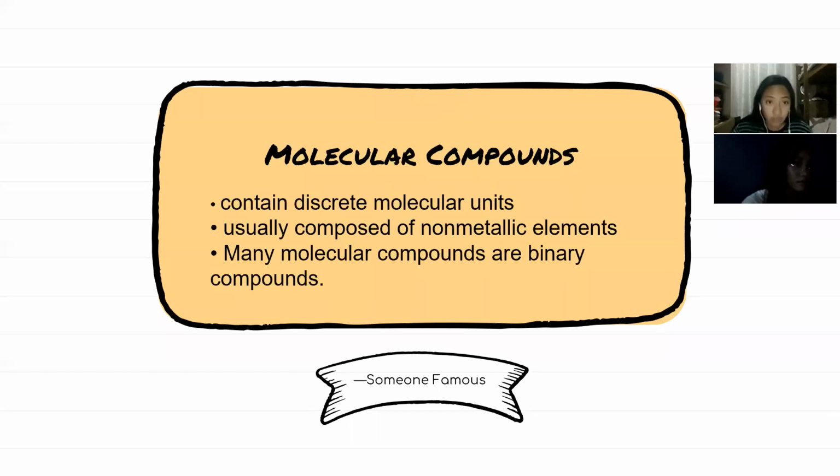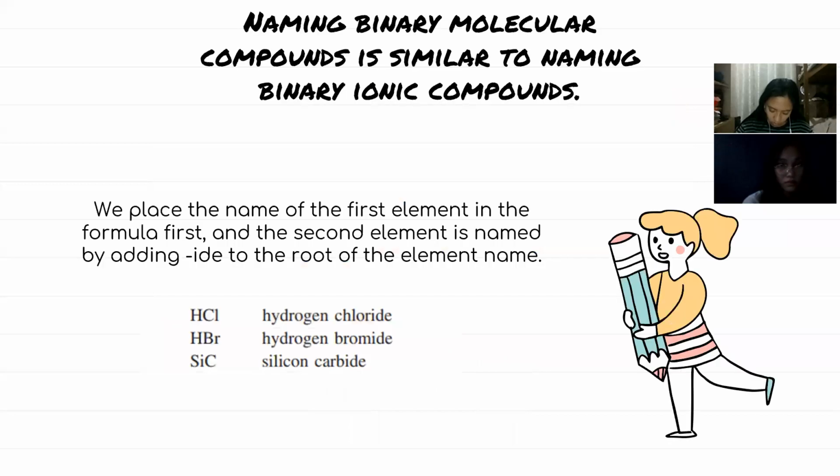Pag sinabing molecular compounds, these are still inorganic, but the difference now is that these compounds have non-metals only, meaning the combination is between two non-metals. And most of our molecular compounds are binary, meaning they only have two types of atoms or two types of elements as components. Pero nevertheless, they are non-metals. So non-metal plus non-metal, ito sila.